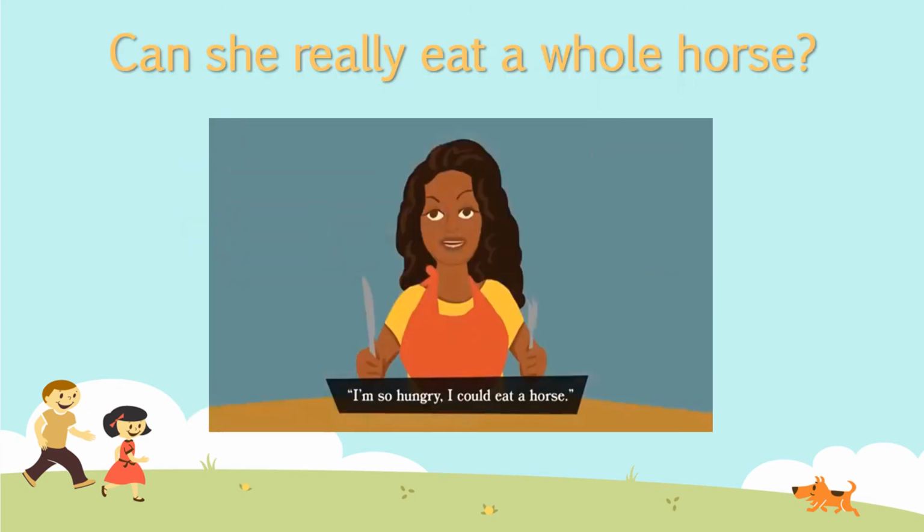What do you think this character is really trying to say? Does she literally mean that she could eat a whole horse? Ew! No way, Jose. The character wants to exaggerate that she is really, really hungry.